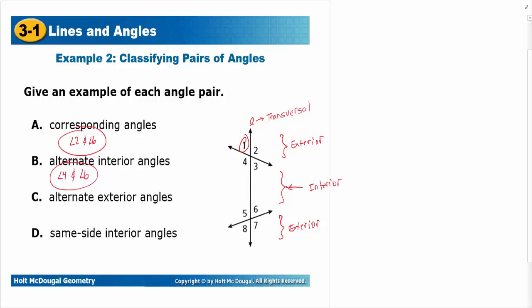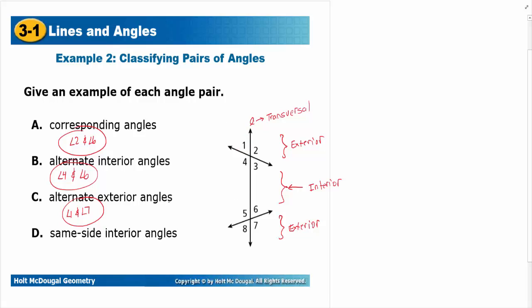I need an alternate, which means on the opposite side. Can't be next to. So I'm going to come down here, and that's my other exterior angle that happens to be on the other side. And that's the one I'm going to use. I have angle 1 and angle 7. Again, you cannot use 1 and 2 because those are a linear pair. I could have also gone 2 and 8. Those are alternate exterior as well.